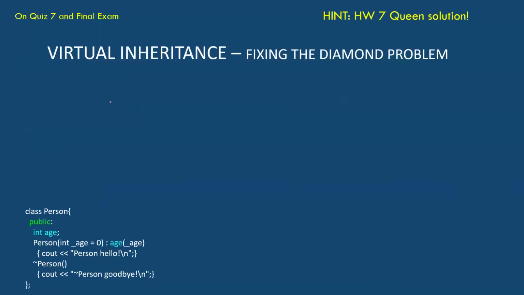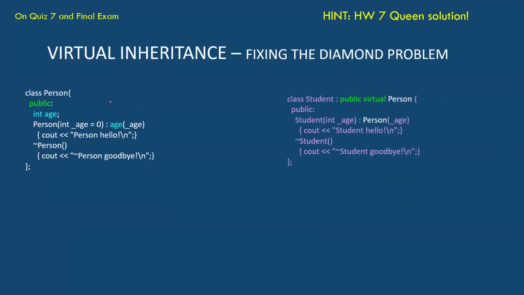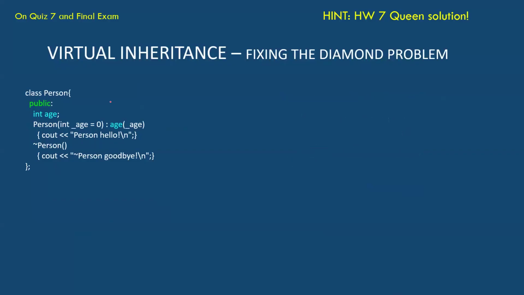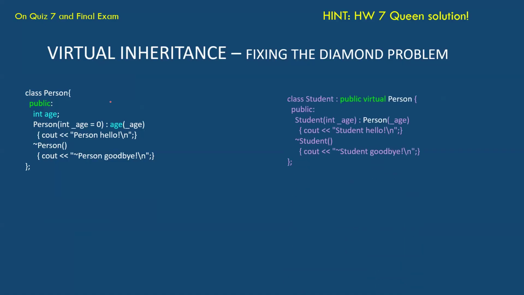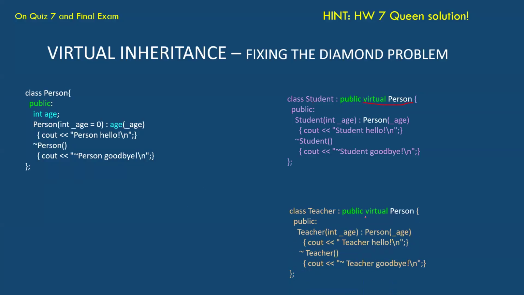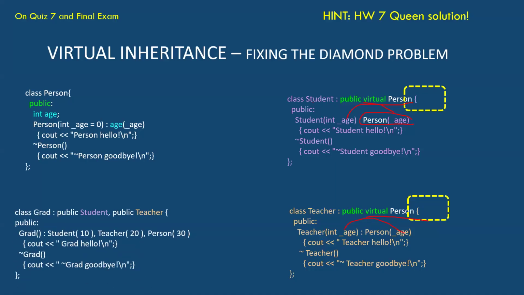Okay, so here's the code for that, right? So here's our person class. Okay, constructor and age, in this case, hello, goodbye. Virtual, student is a virtual person, right? Teacher is a virtual person, okay? Notice we're calling the person constructor and passing along the age, right? Passing along the age of the teacher, okay? And then our grad student can then safely derive from both.